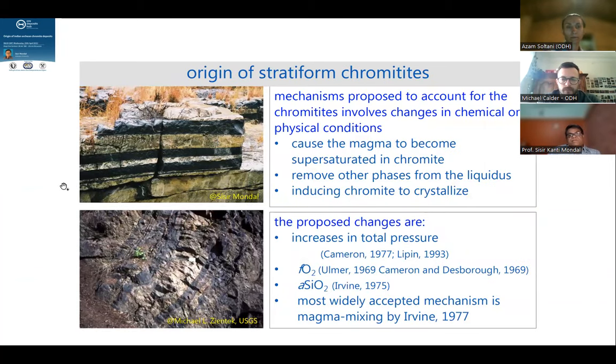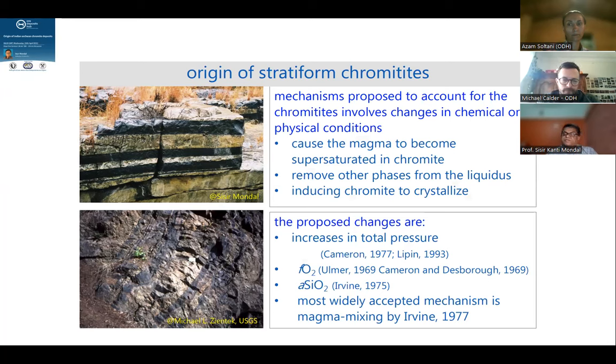If we discuss the origin of stratiform chromitites, we know that this kind of stratiform chromitite is common in the Bushveld complex and the Stillwater complex. Like this is the G chromitite layer of the Stillwater complex. This one is the famous Dwars River section. The mechanisms proposed to account for the origin of these chromitites involve changes in chemical or physical conditions in the magma chamber. It causes the magma to become supersaturated in chromite, and it helps to remove other phases from the liquidus, and chromite becomes the only liquidus phase for a particular time period, and that helps to crystallize chromite as a monomineralic phase.